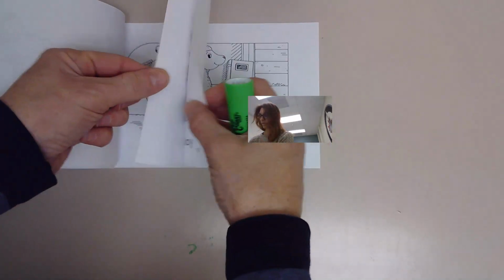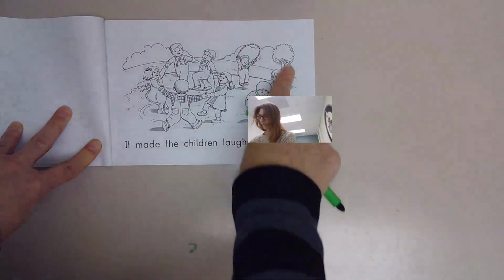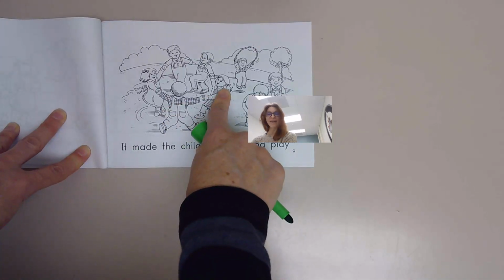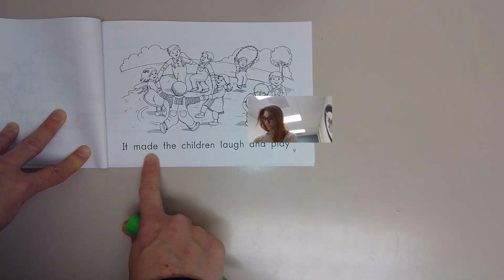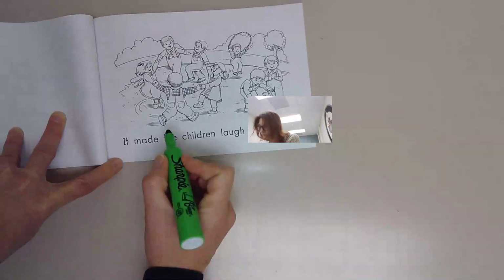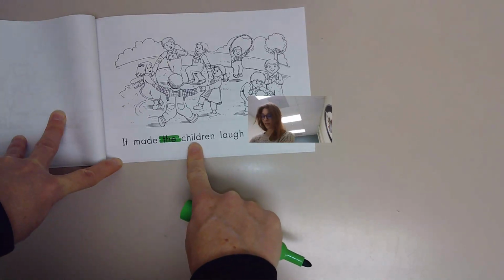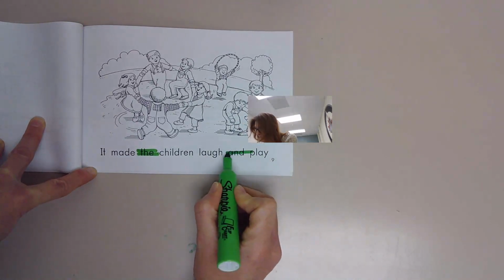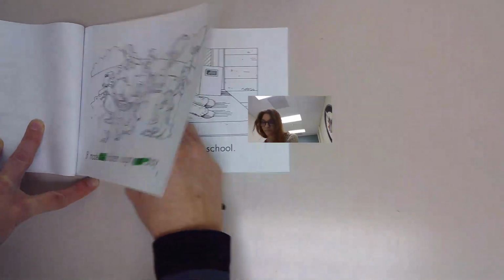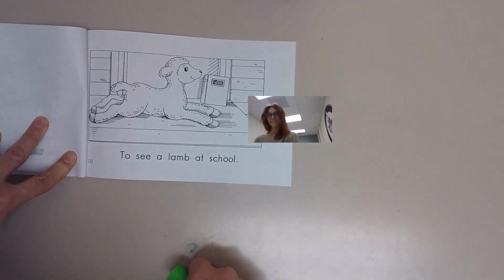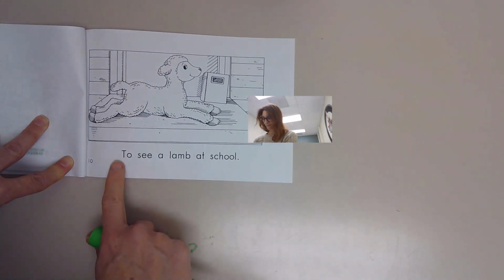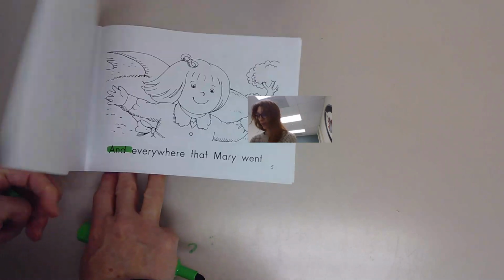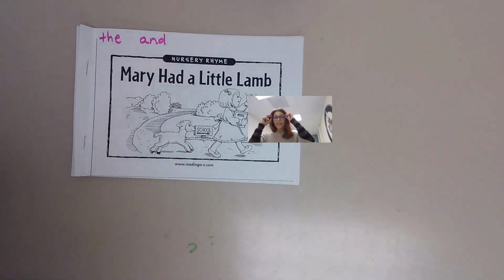Okay, have a couple more pages to go. Oh, look at the kids though. They seem to really like having the lamb at school. It looks like maybe they're laughing and playing. Okay? Oh, here's the word the. Let's keep going. Skim with your fingers. Oh, here's the word and. Looks like that lamb likes to be at school. And let's see if we have the or and. We do not.